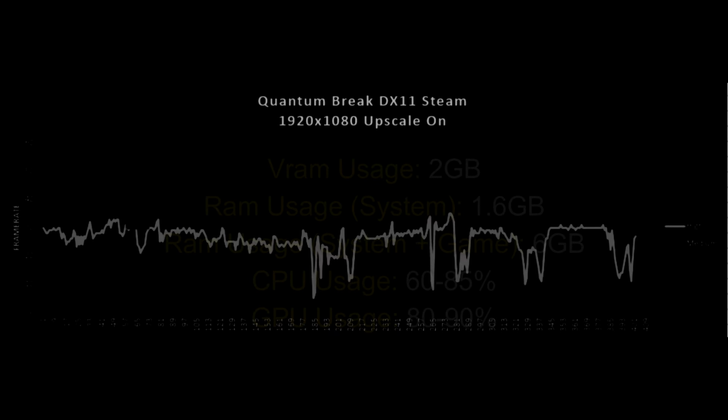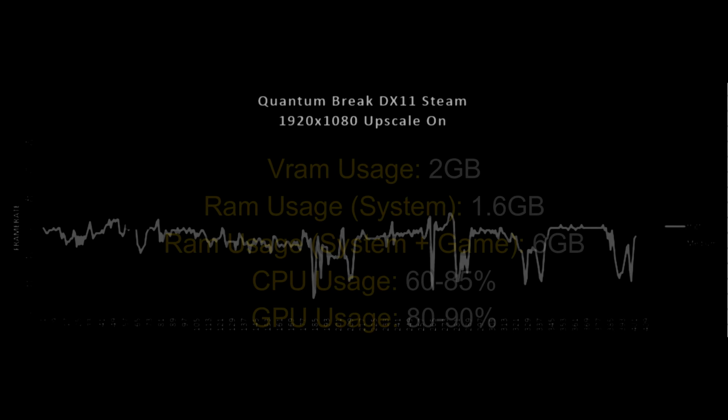As for the other stuff, this is on the medium settings. The VRAM usage was set to 2 GB, so no wonder that the high settings was stuttering. The RAM usage is near 6 GB, the CPU usage between 60 and 85, and the GPU usage was between the 80s and the 90s.